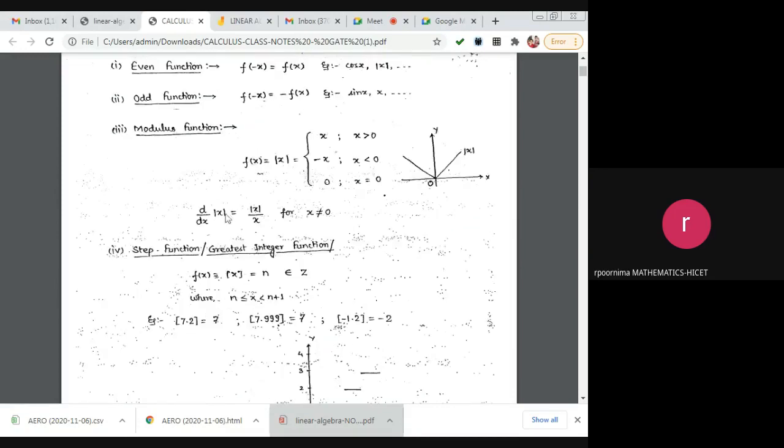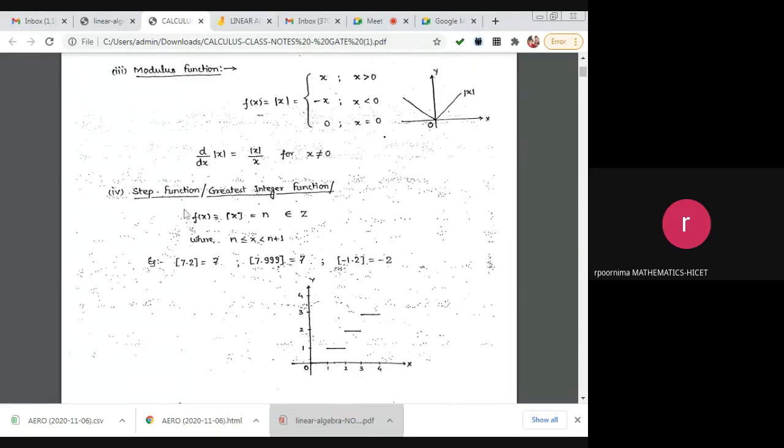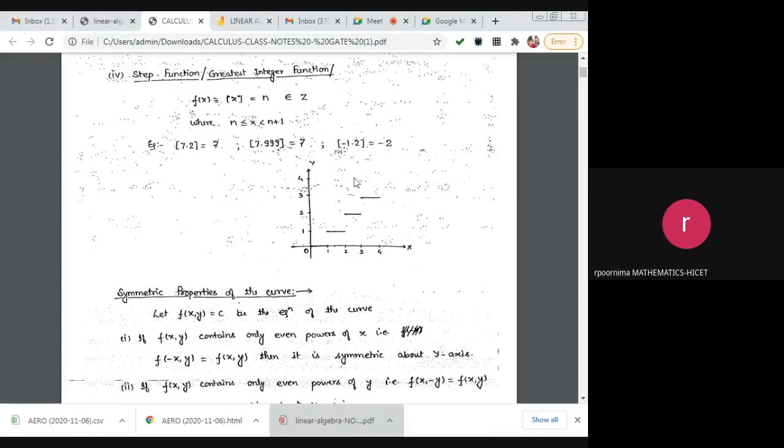The differentiation of the modulus of x is modulus of x by x for x not equal to 0. The next is the step function or greatest integer function. f of x is n, where n belongs to Z, where n is less than or equal to x less than n plus 1. Then some examples are given; you have to plot those points in your graph, that is the graph representation. Then symmetric properties of the curve.